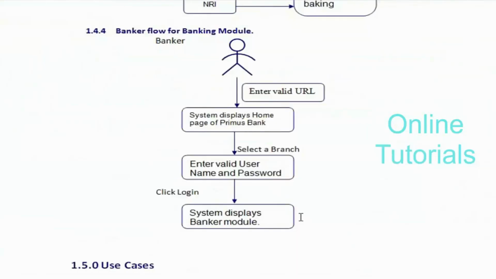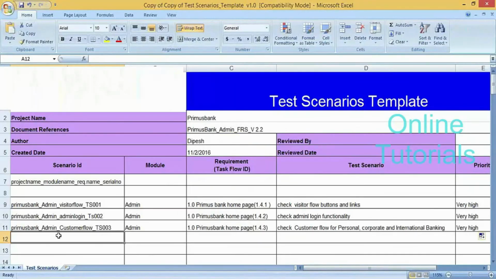What is the next scenario? Banker flow, right? Yeah, tell me for this. So it's the same. Primus Bank underscore admin underscore banking flow. And the task ID TS004. Admin module. Then 1.0 previous bank home page. 1.4.